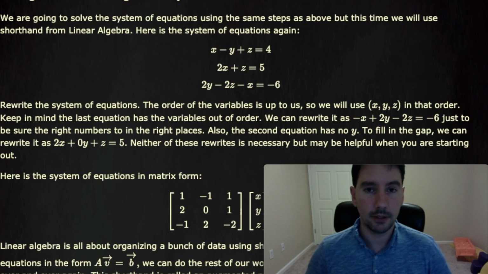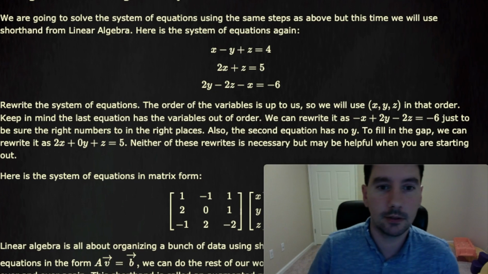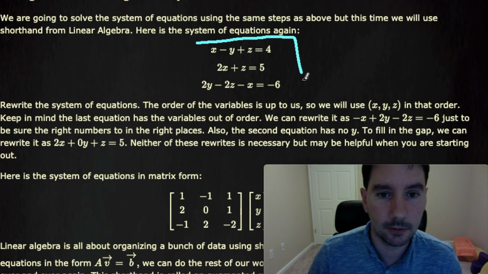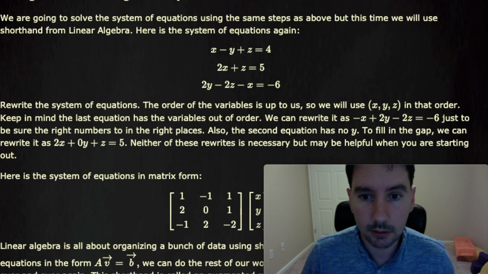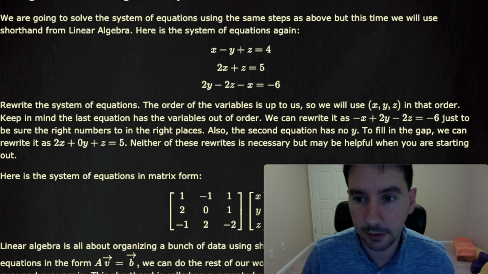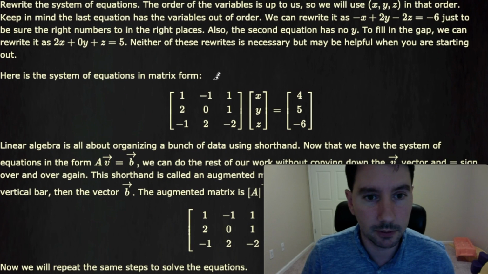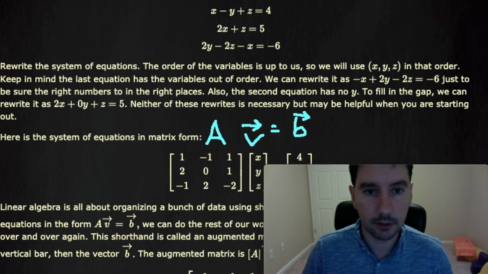Now we're going to solve that same system of equations, but we're going to do it the linear algebra way. We're going to take this exact same system of equations and set it up first in the form A V equals B. Remember, that's the fundamental problem we're trying to solve right now: A times a vector V, a vector of unknowns, equals some given vector B. And we do that by plugging in the coefficients.